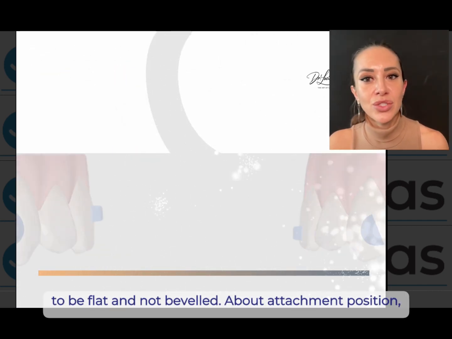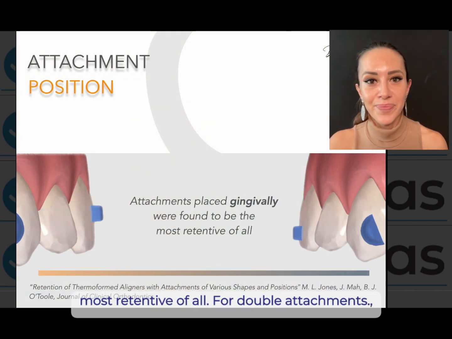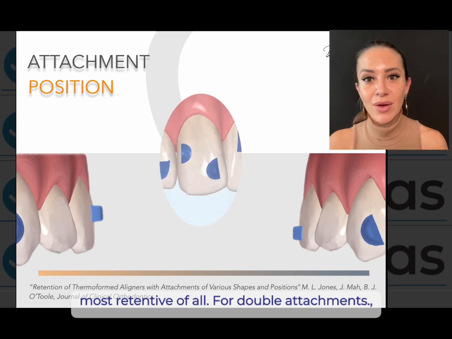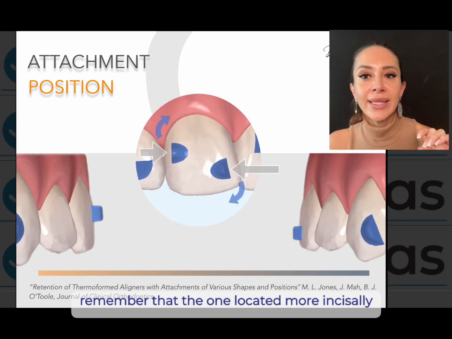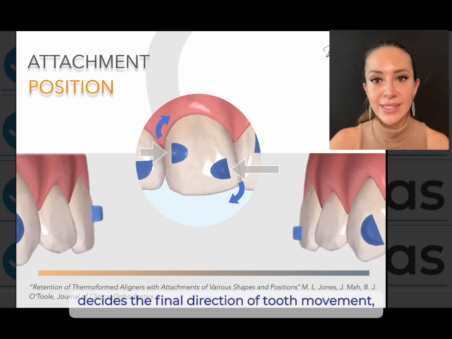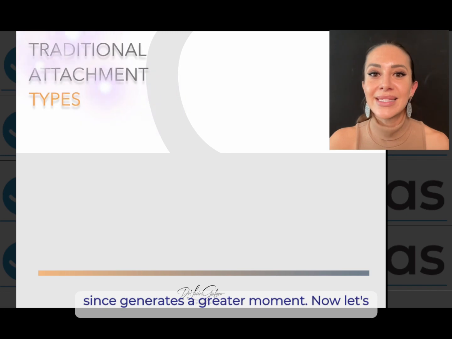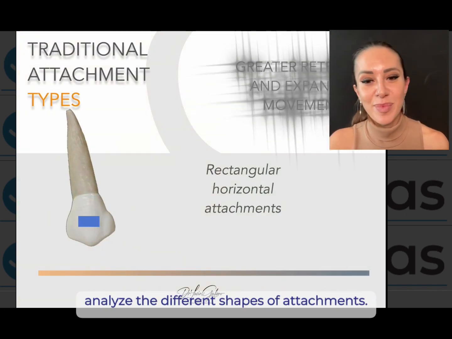About attachment position, those placed gingivally were found to be the most retentive of all. For double attachments, remember that the one located more incisally decides the final direction of tooth movement since it generates a greater moment. Now, let's analyze the different shapes of attachments.